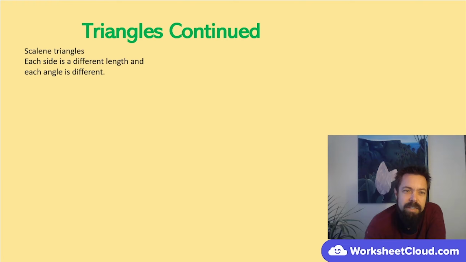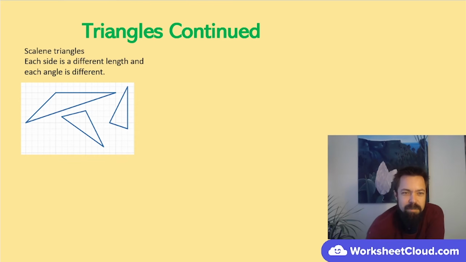We have scalene triangles, and in a scalene triangle, basically everything's different. Nothing's the same. Each side is a different length and each angle is different. So here are some examples. All of the sides, that's not the same as that, it's not the same as that. That angle and that angle and that angle are all different. These look similar, but they're not the same.